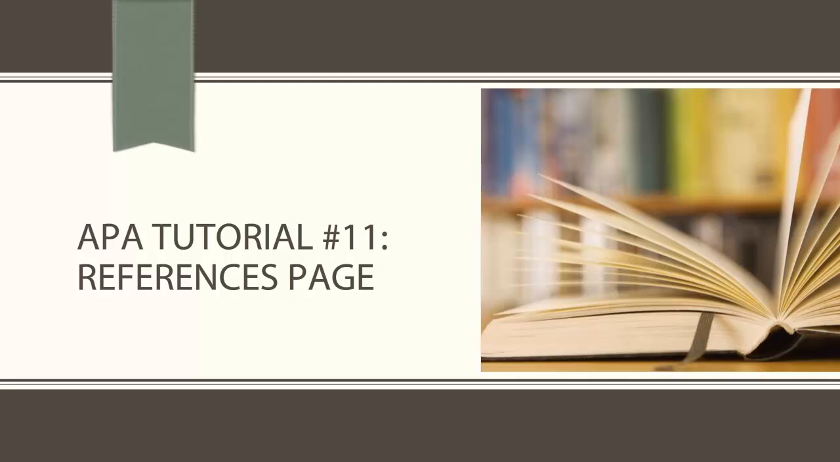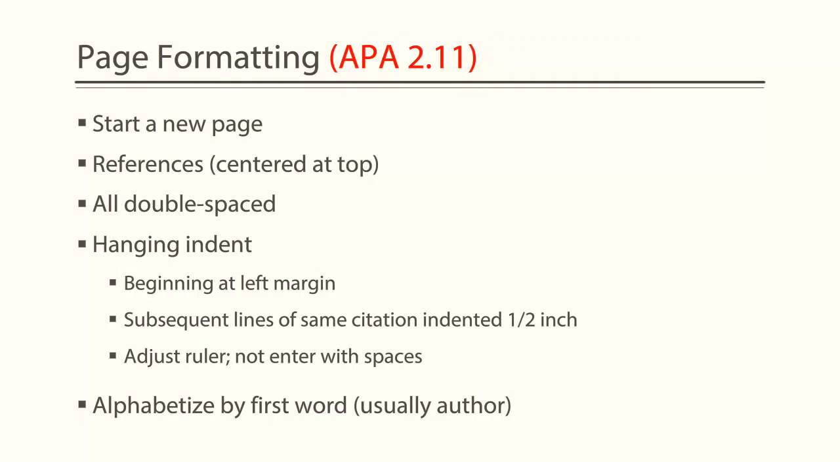This is APA tutorial number 11, References page. The References page has a few formatting guidelines. It will always start on a new page and have the word References at the top with a capital R and centered. The entire References page is double-spaced and there are hanging indents.